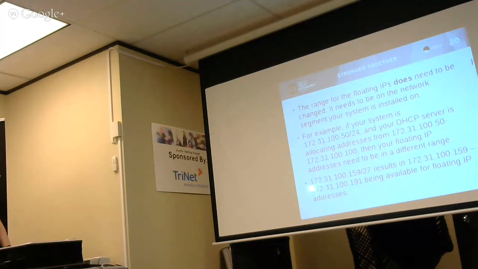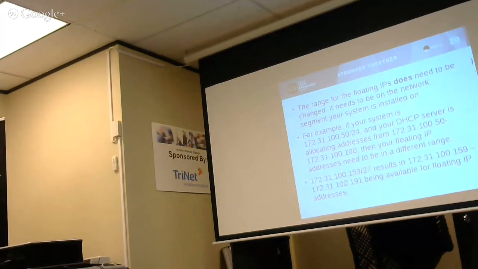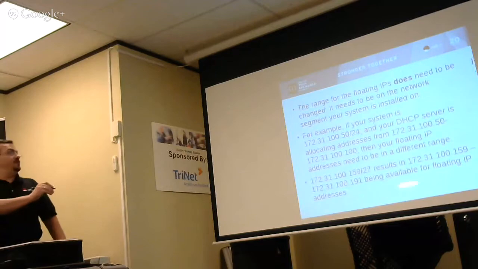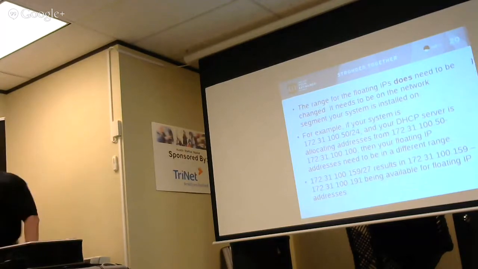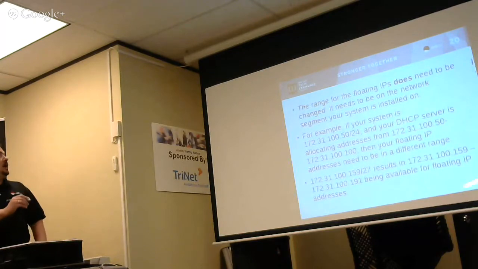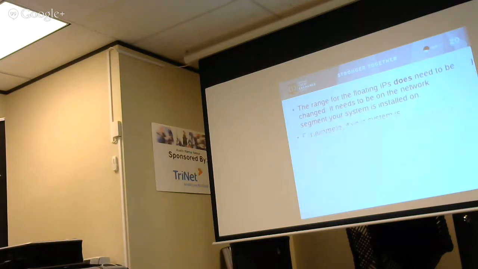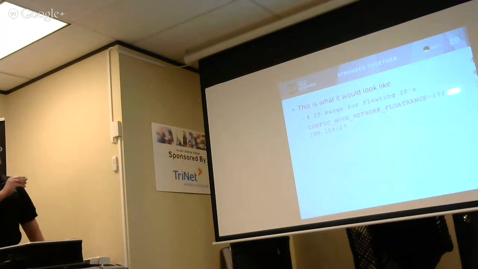I set the floating IP address range, for instance, 172.31.100.159/27. So I carved my subnet down into a range of only, I think I did 32, or did I do 64? I did 32. Yeah. So I got 32 addresses that are available to be passed through to the private IP addresses on the machines. And the way that you do that, again, is you say, my floating range is blah, blah, blah, and you got to put that slash whatever you're doing to set the range.